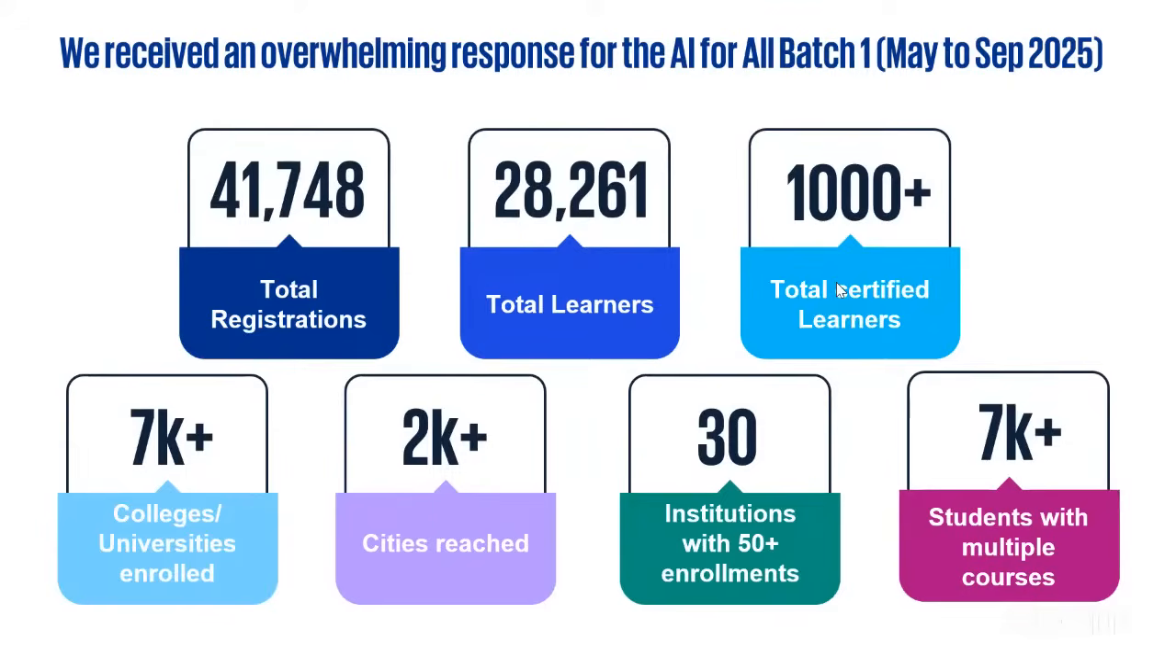And the initiative reached learners across 2,000 cities across India, and over 7,000 colleges and universities were represented in the batch one. And around 7,000 students took multiple courses, showing how deeply interested learners were in exploring AI from different perspectives. We had 6 courses in the batch one, and around 7,000 students took more than one course. Like we had students taking 3 courses, 4 courses in the same batch, which was very encouraging for us.